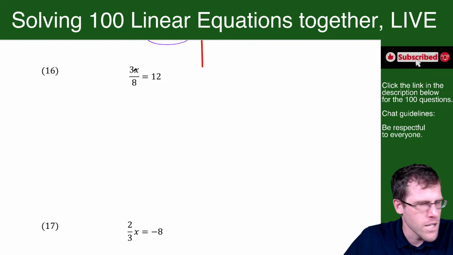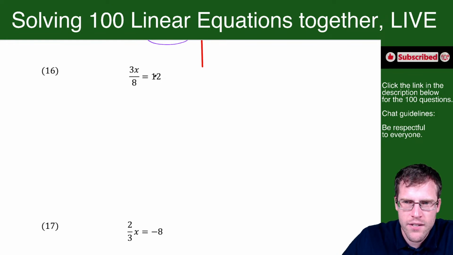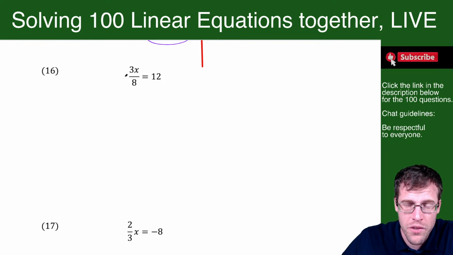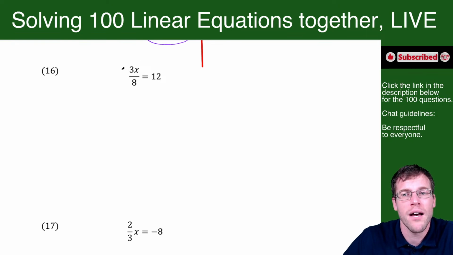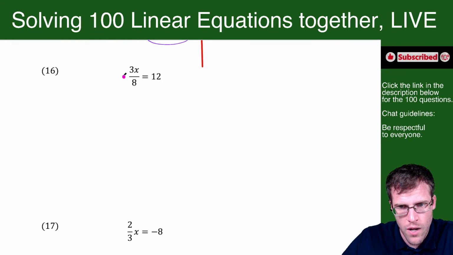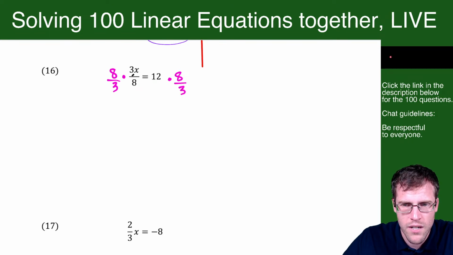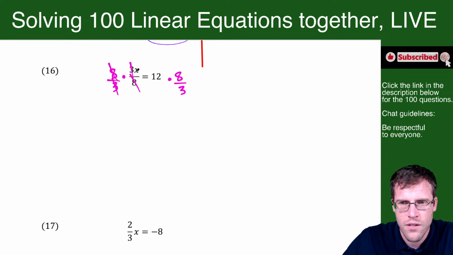All right. So looking at 3x over 8 equals 12. Remember what I said before, within the first 5-ish or first 10 questions, multiply both sides by the reciprocal. So I would multiply the left side by 8 over 3. And whatever I do to the left side, I have to do the same thing to the right side to keep that equal sign strong. 8 over 8 cancels, 3 over 3 cancels, and we're left with just x.